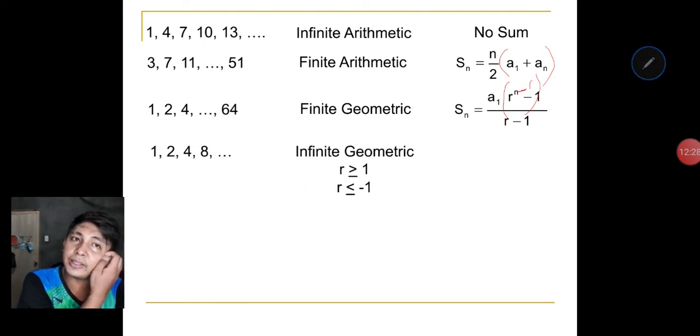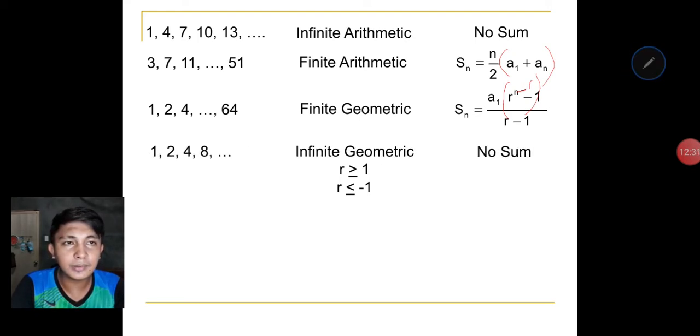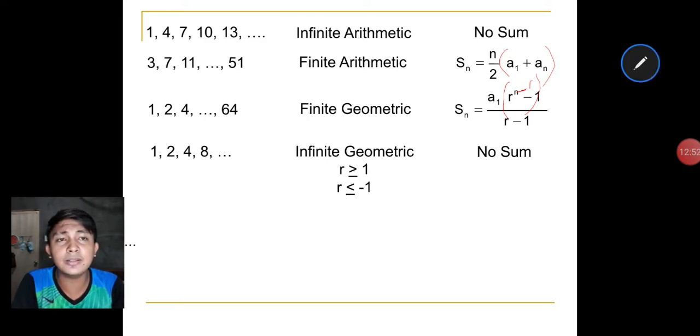Okay, could we find the sum? Okay, there is no sum. Kapag ang ratio natin is greater than or equal to 1, o sa infinite sequence, there is no sum. Okay, ganun din kapag less than or equal to negative 1, we could not find the sum. Okay?